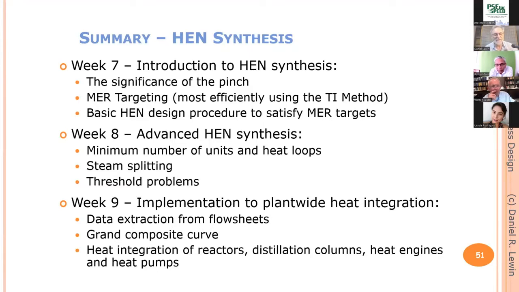In the last of the 3 weeks, how to make real these tools that we've acquired, how to extract data from flowsheets, how to use the grand composite curve efficiently, and how to position reactors, distillation columns, heat engines, and heat pumps within a process. That covers what one can do in about 3 weeks of lecture material and associated exercises. And with that, I complete my coverage of heat exchanger network synthesis.